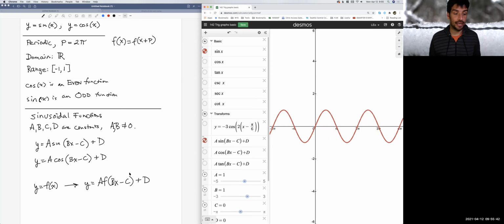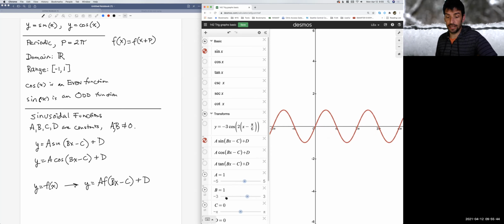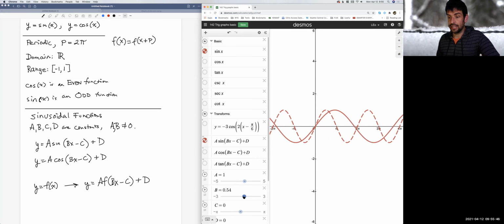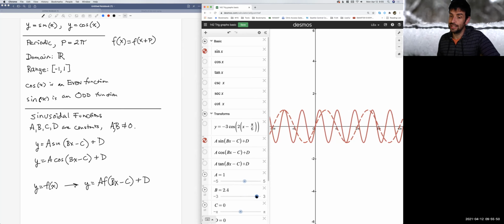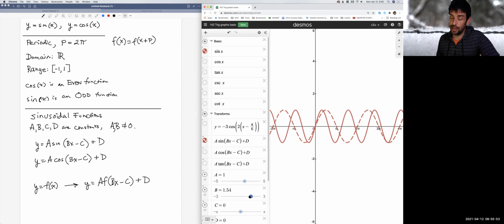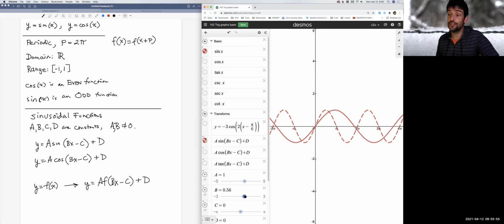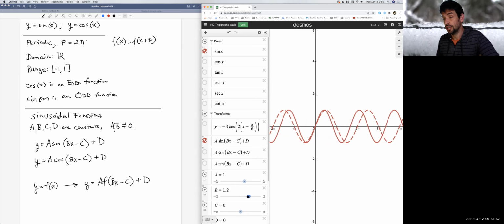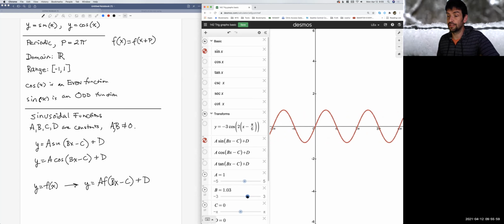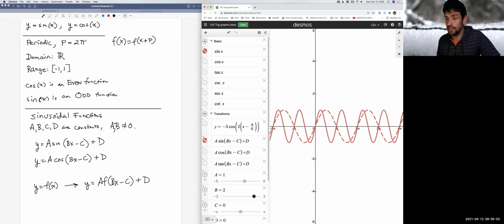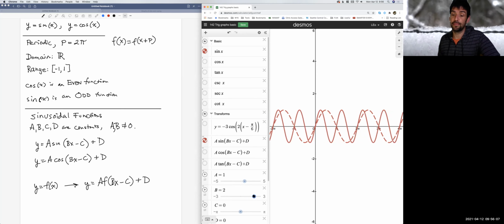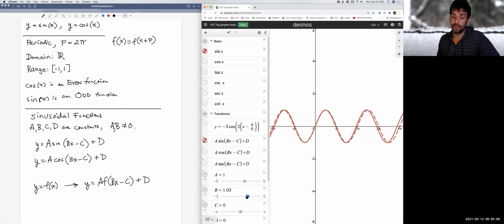If you multiply, so b, notice, is multiplying by the input. That gives us a horizontal stretch or compression. In the case of a periodic function, we can also say it changes the period of the function, right? So right here, the function is repeating every 2 pi. If I compress it perhaps to about here, now I'm repeating it every pi, right? So I've made the period half as big.